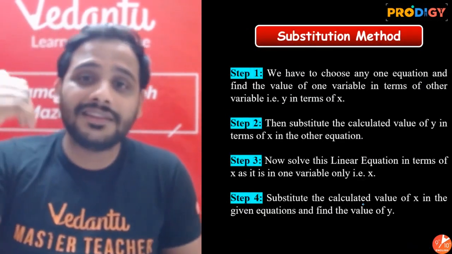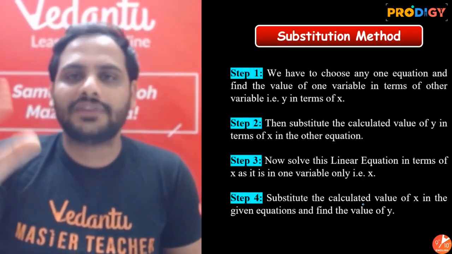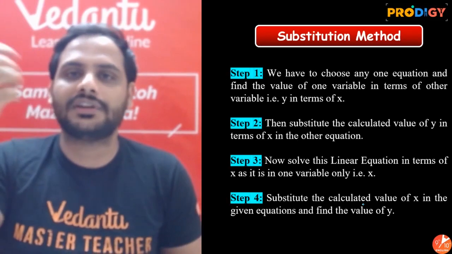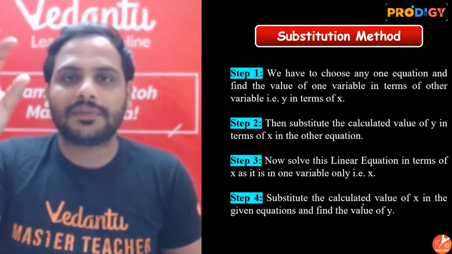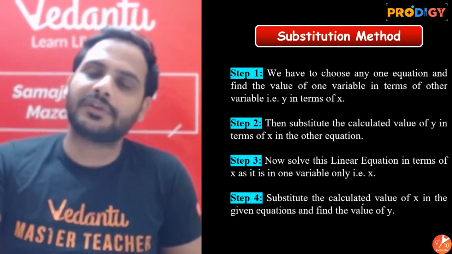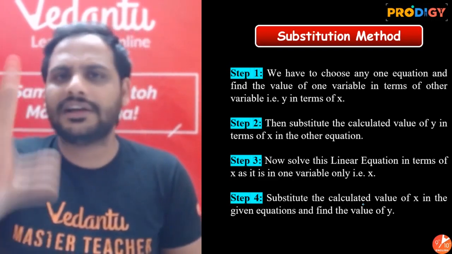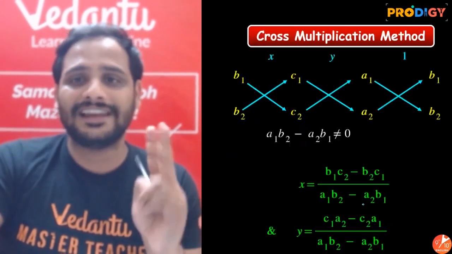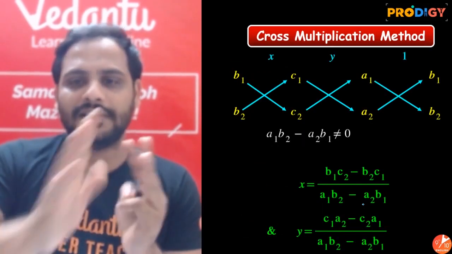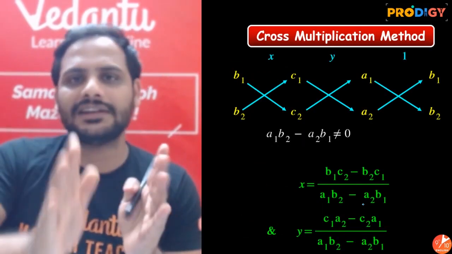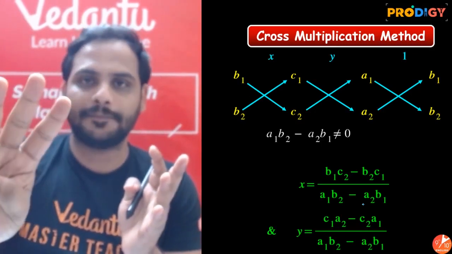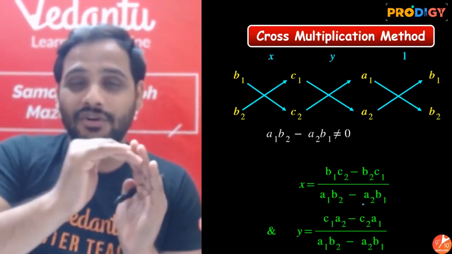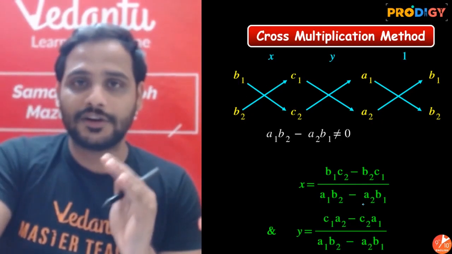Then comes the substitution method, in which we will do the substitution. We take one equation, take the value of one variable, and substitute it in another one. All these we have done in detail. Substitution method, elimination method, and cross multiplication method, guys, I have done in detail in the previous videos, session number 2 and session number 3. Please watch that, all your doubts will be cleared related to this.